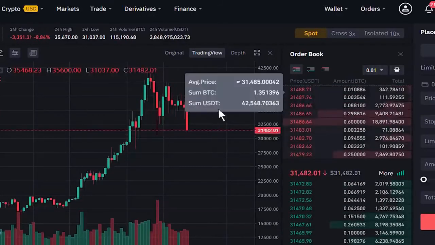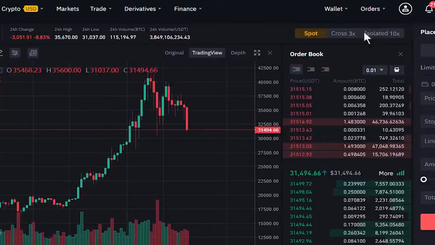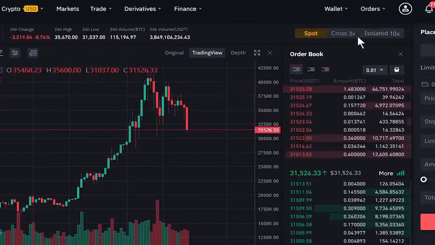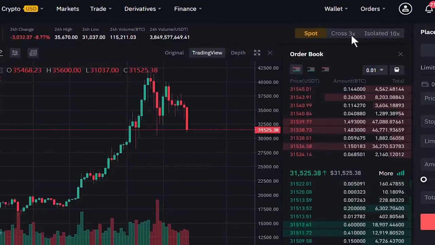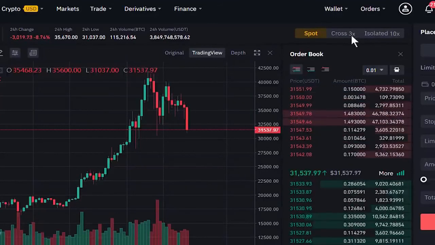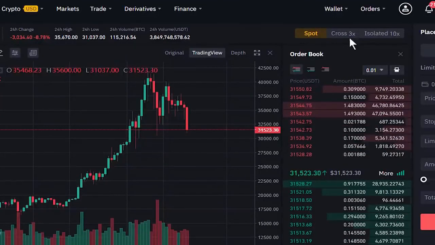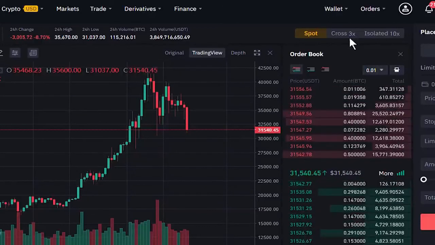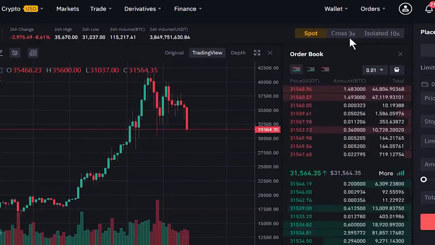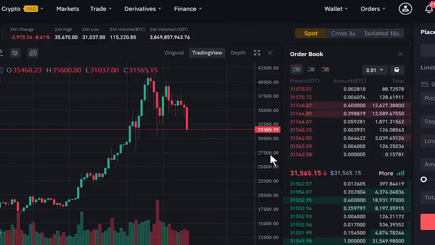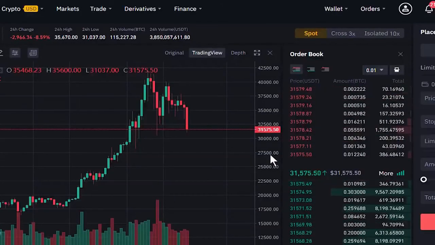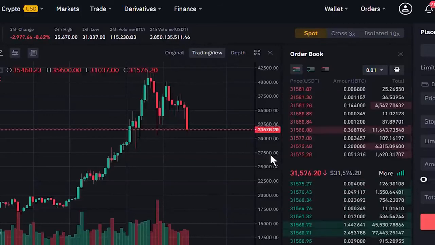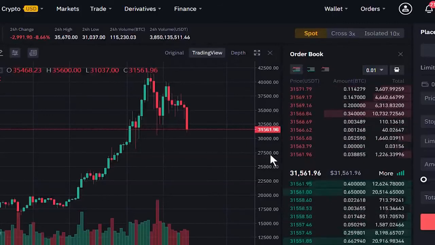same as a profit. You can access margin trading here by clicking these two tabs, cross 3x and isolated 10x, where these numbers are actually the leverage rates. For example, in cross 3x, you can leverage your positions up to 3 times your capital. So consider, for example, you have $10,000 in your account and the Bitcoin price is $30,000. So by the help of margin trading, you can buy one Bitcoin with your $10,000.